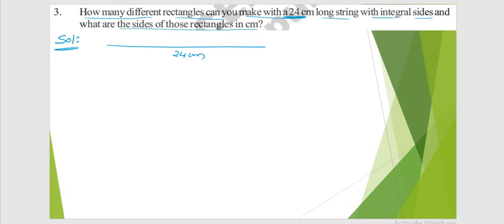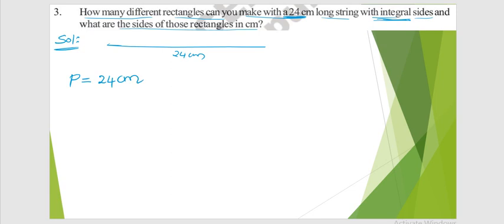Now we need to make this string into the shape of a rectangle. So we need to change this particular string into a rectangle shape, right? Then what is it asking? With integral sides, that means all the side lengths of the rectangle should be integers, and integers here mean positive whole numbers. So how many such rectangles will there be, and what are those sides he is asking, right?